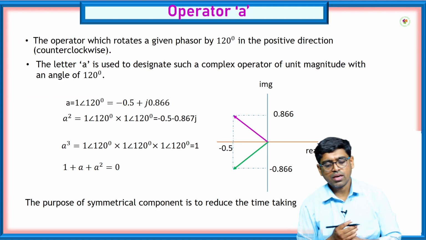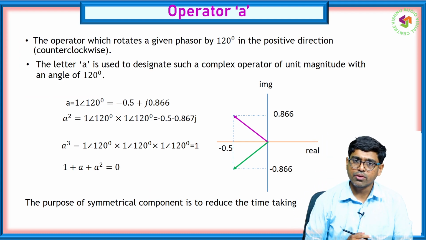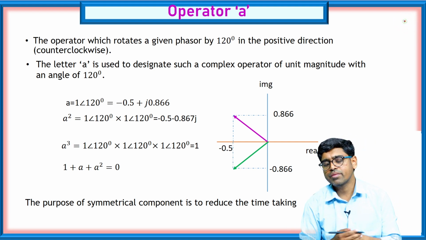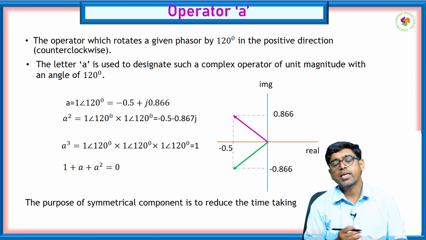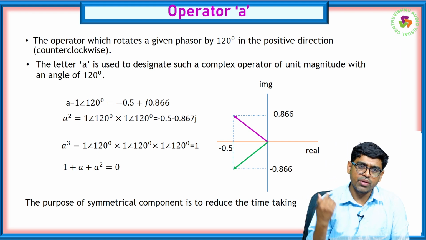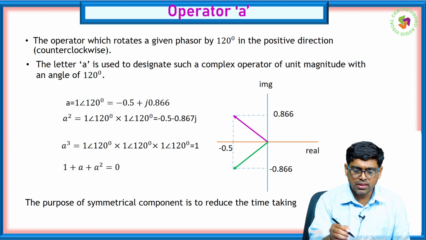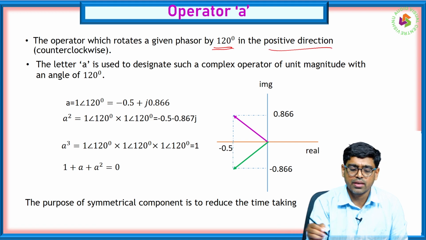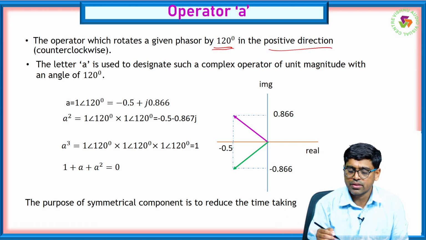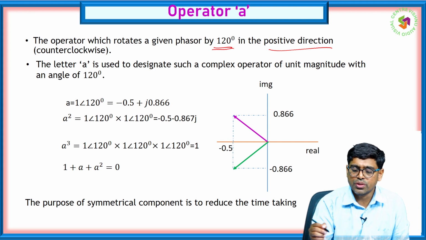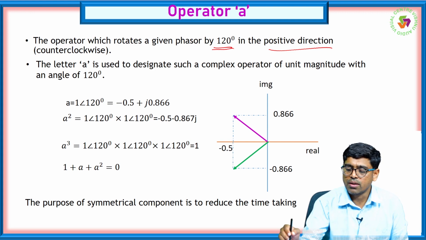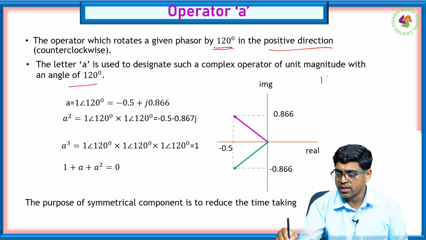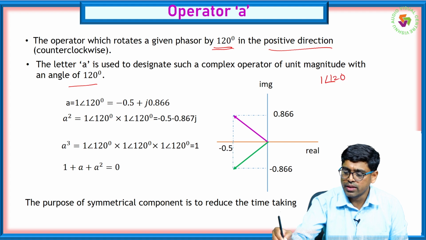So next, you can see how operator A can be used in the case of unbalanced electrical quantities, which can be represented with symmetrical quantities. And those symmetrical quantities we need to represent with respect to A phase, B phase, or C phase. Then we can see the operator which rotates a given phasor by 120 degrees in the positive direction, that is, the counterclockwise direction. The letter A is used to designate such a complex operator of unit magnitude with an angle of 120 degrees. So this operator can be represented as 1 at an angle of 120 degrees.